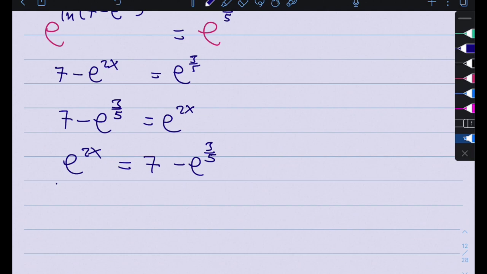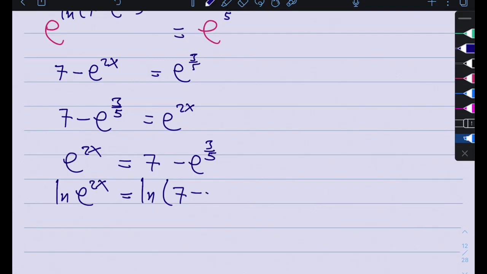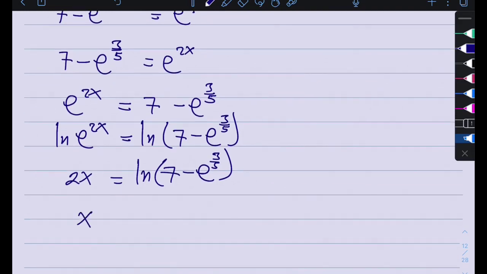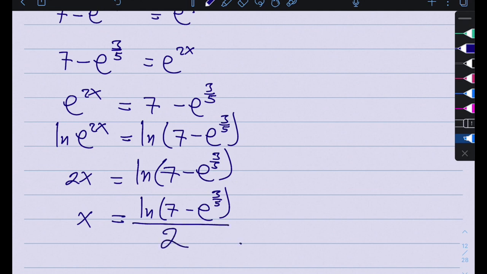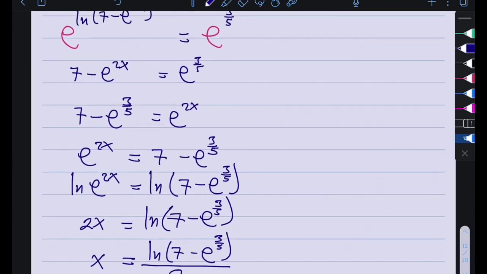Okay, so I'm going to have ln(e^(2x)) = ln(7 - e^(3/5)). Therefore, I'm going to have 2x = ln(7 - e^(3/5)). And now I can just divide by 2. So x = ln(7 - e^(3/5)) / 2. Okay, and then we are done.